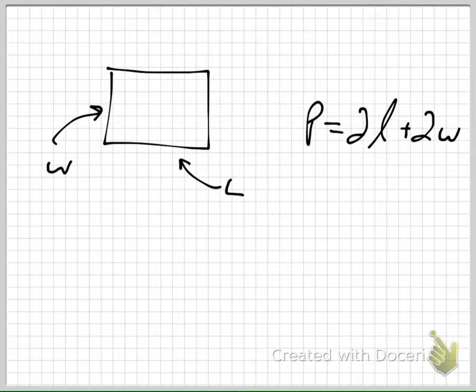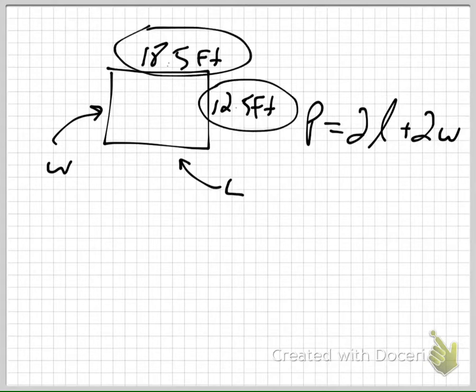Okay. So then, if I give you just 2 sides of this thing, 18.5 and 12.5 feet, how would you find the perimeter of this? What do you do when you have a formula of something? You plug the information into the formula.